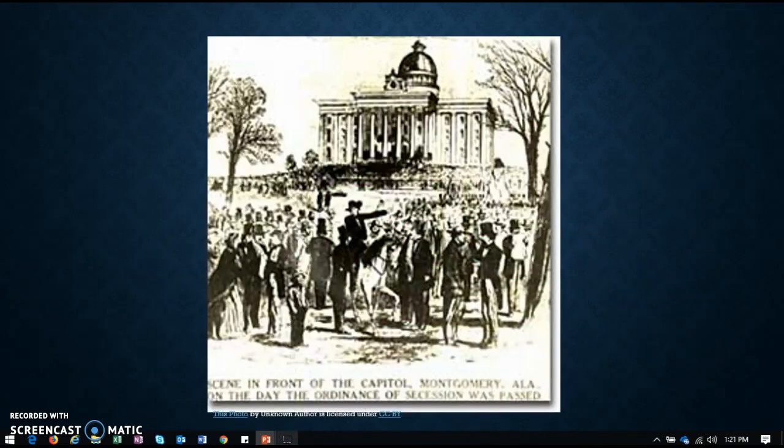This is a picture here from a scene in front of the Capitol in Montgomery, Alabama, on the day the Ordinance of Secession was passed. So these are all these people gathered outside of the Capitol in Montgomery, Alabama, to celebrate or talk about the decision to leave the United States.